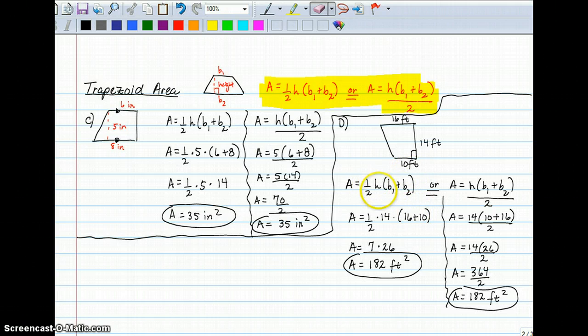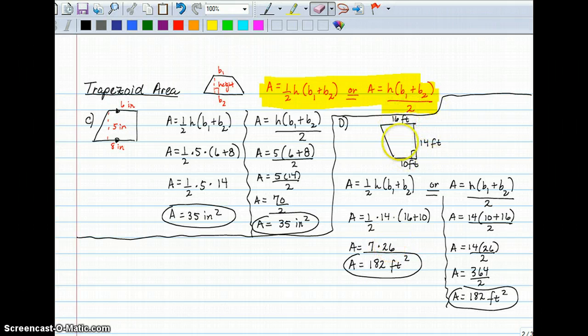So we take half the height, 14, which gives us 7. And then we have 16 plus 10, which are our two bases, which is 26. 7 times 26, now again, you don't need a calculator. 26 is like 20 plus 6. So 20 times 7 is 140. 6 times 7 is 42. 140 and 42 is 182 feet squared.